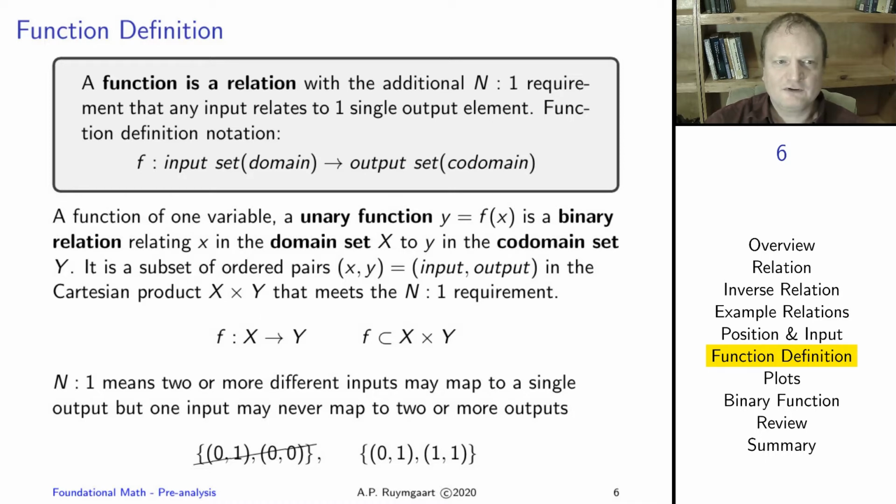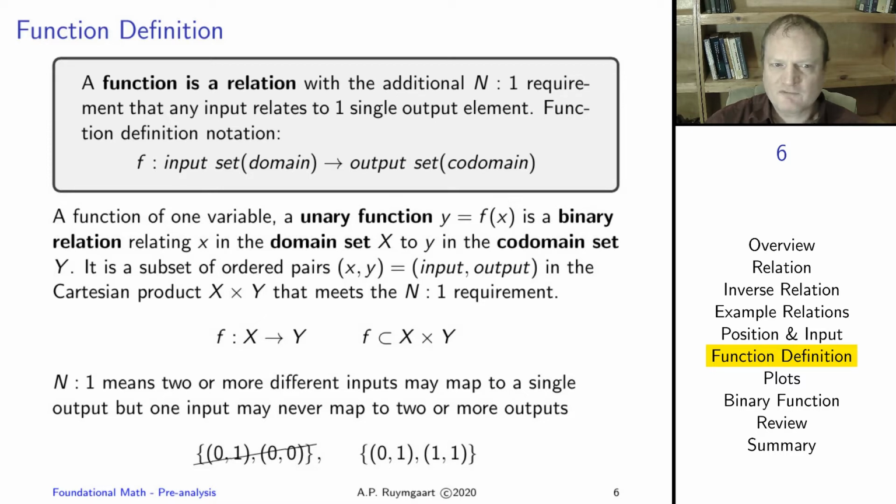We also use the colon arrow notation to define a function. Here in the box, we see the function f is a function on the input set producing the output set, or the codomain. So the input set is the domain and the output set is the codomain.